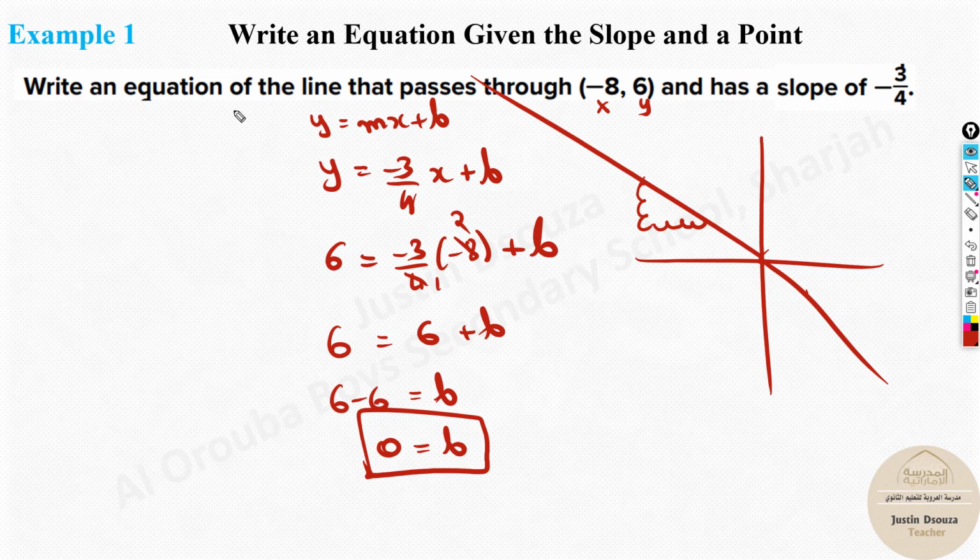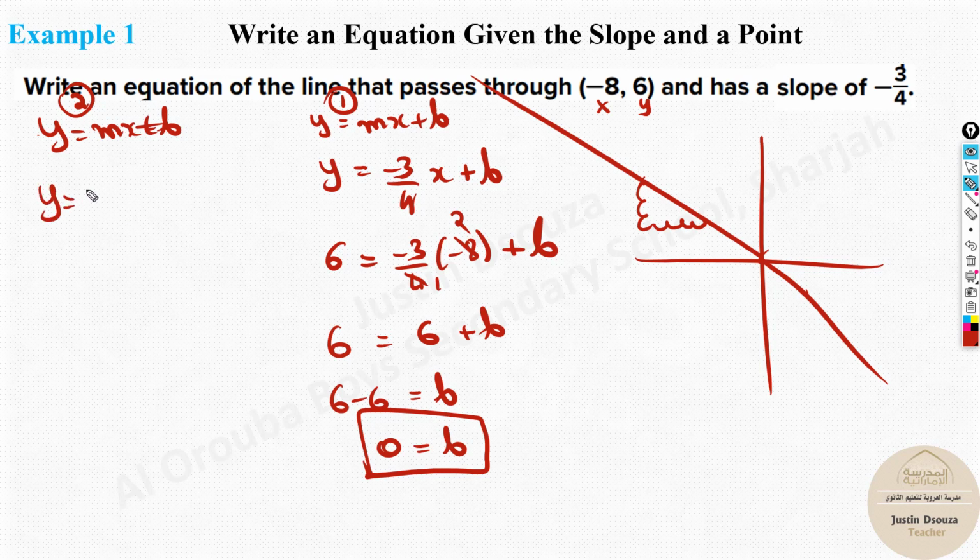How do we do it? We know this equation, right? y equals mx plus b. So this is step one: first, find this b value. Now step two is basically just substitute the slope and the y-intercept.